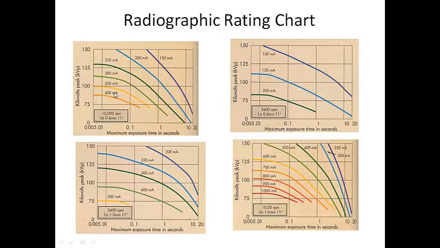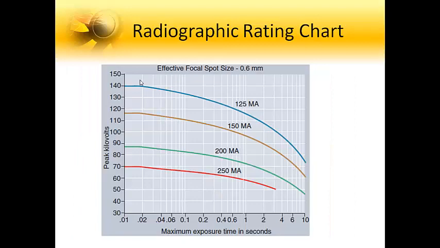So the curve represents the current. For a given mA, any combination of kVp and time that lies below the mA curve is safe, and if above the curve it is unsafe. What does it mean by safe and unsafe? Let me explain. This is the same graph as the previous one. The effective focal spot is 0.6, this is the peak kilovoltage, this is the time, and this is the current.